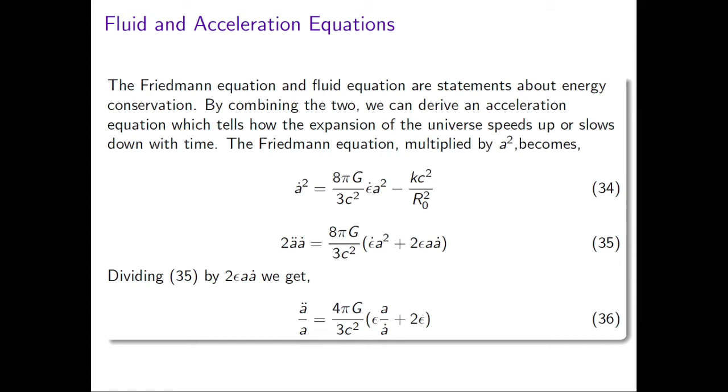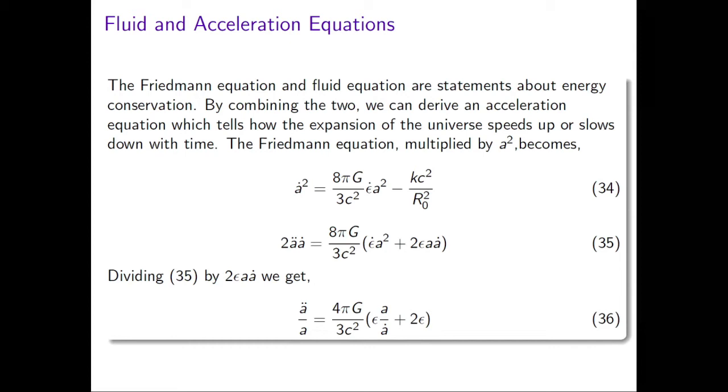So by combining these two equations or these two concepts, we can derive the acceleration equation, which actually tells us how the universe expands, how the speed of the expansion of the universe becomes faster or slower with time, or how the expansion of the universe accelerates with time. So when we multiply the Friedmann equation by a squared, we get equation number 34.